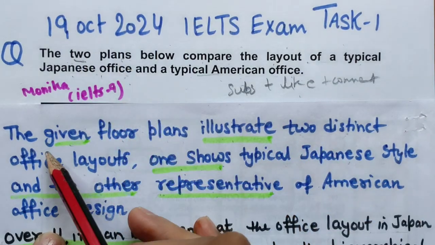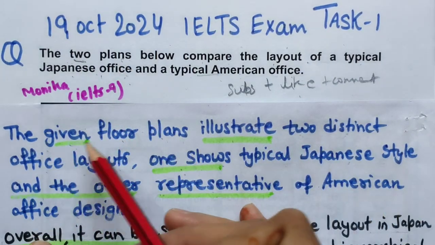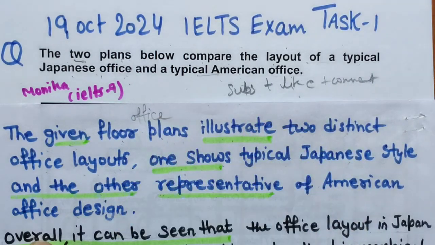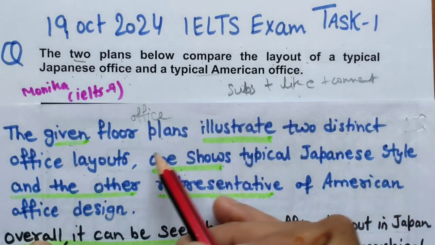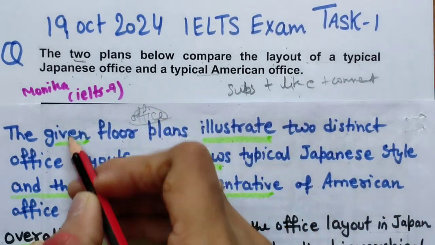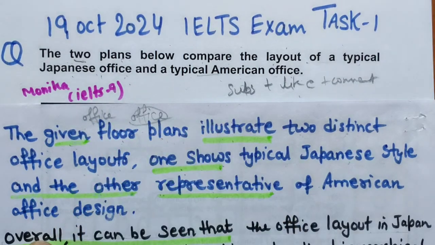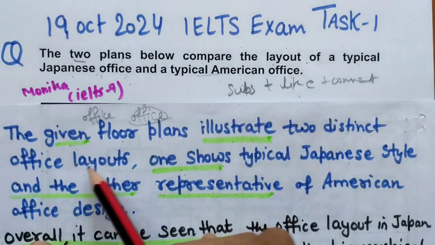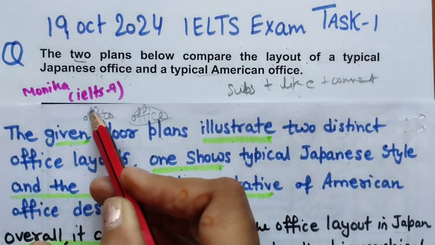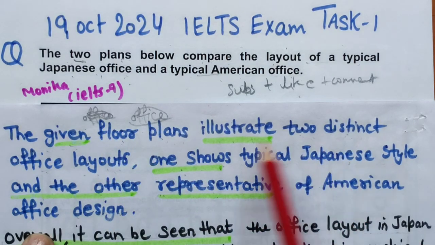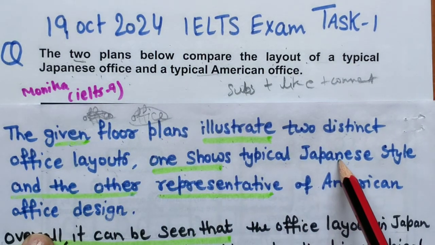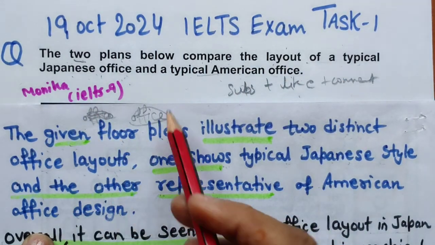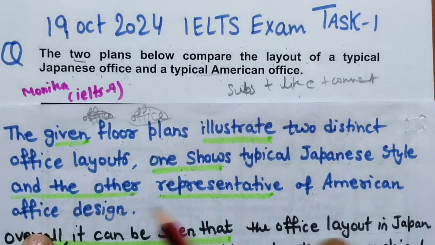So the two plans I have given, the given floor plans. Okay, the given office floor plans, you can write it, or directly office plan. The given office floor plans illustrate, instead of compare I have written illustrate, two distinct office layouts. So here we don't need to put office here. Two distinct office layouts. One shows a typical Japanese style and the other is representative of American office design.